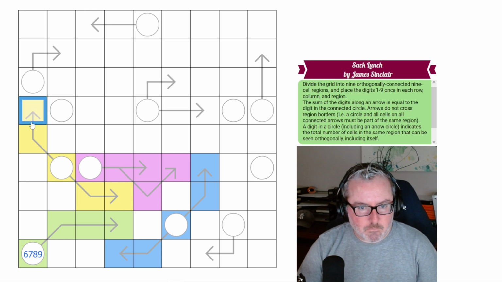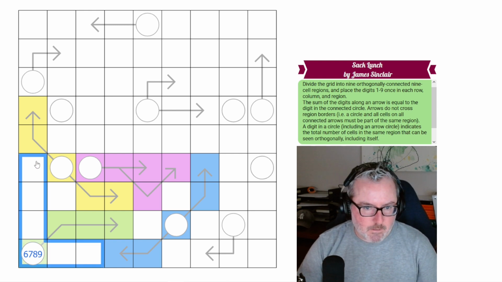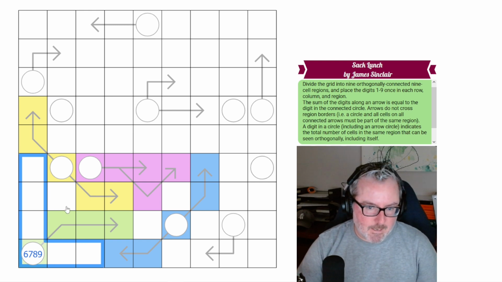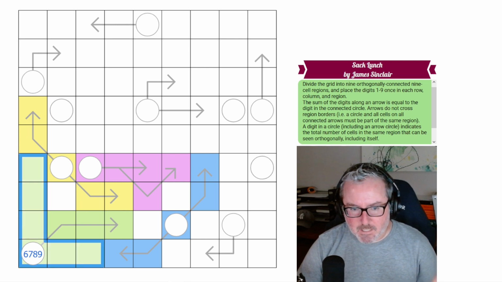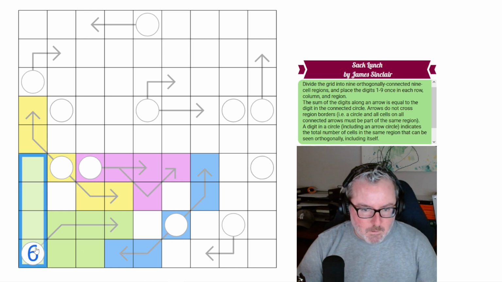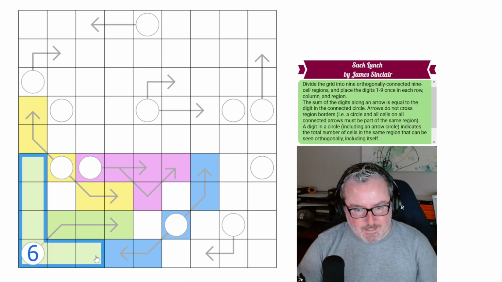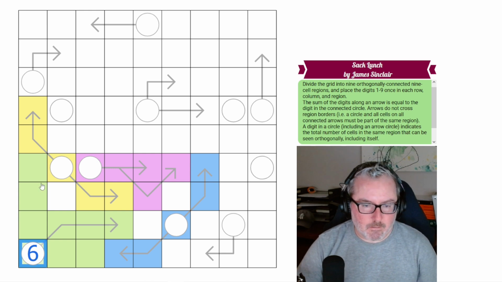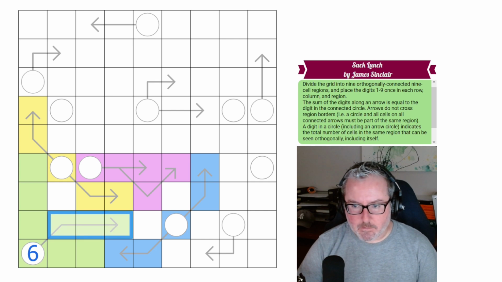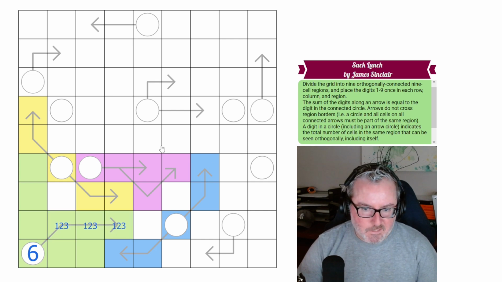Now, because we've blocked these areas off, this guy can only see so many. So what is it? 1, 2, 3, 4, 5. Well, 6 is all it can see orthogonally. It can't see any of these others because they are not orthogonal to it. So it must be 6, which we can put in because that's the most it can see, and the bare minimum the value of this can be. So therefore, this is a 1, 2, 3.